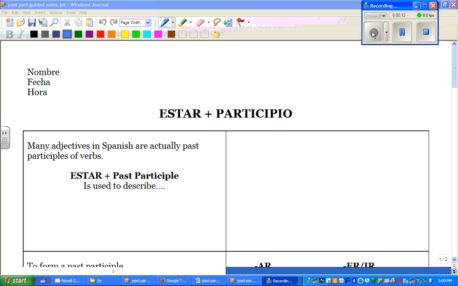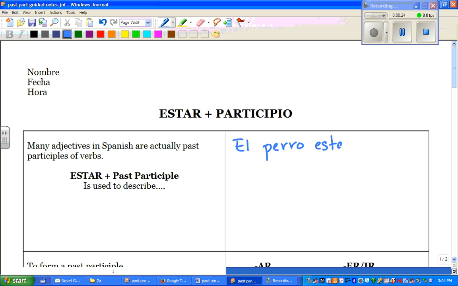So, first of all, many adjectives in Spanish are actually past participles of verbs. For example, if I said, El perro está sentado, okay, that means that the dog is seated. We use that as an adjective, but actually that's a past participle. So what do we use? Estar plus the past participle.